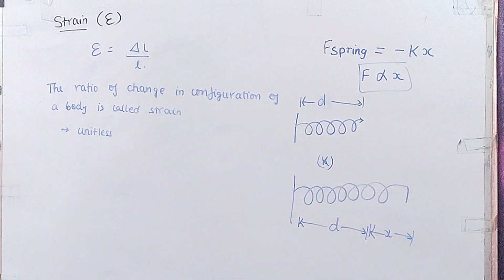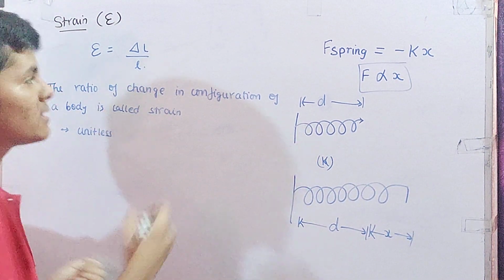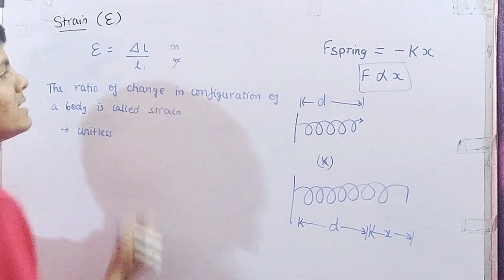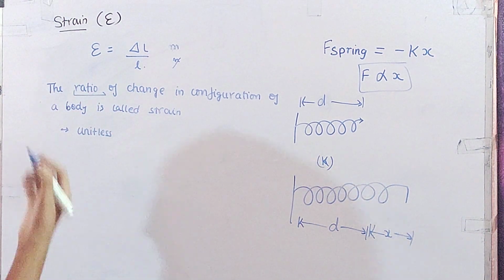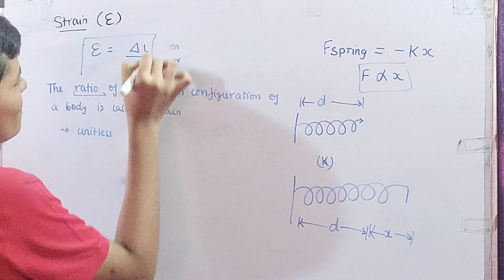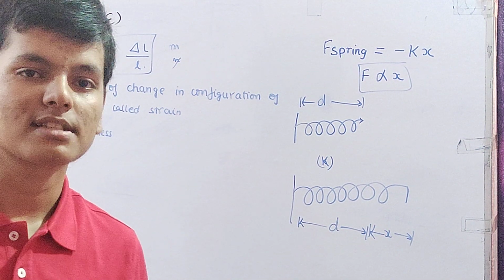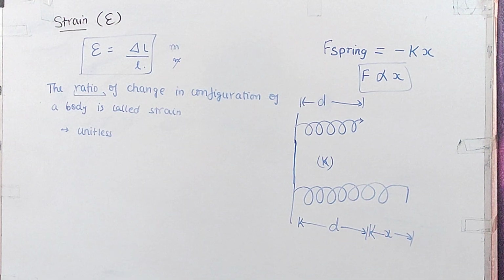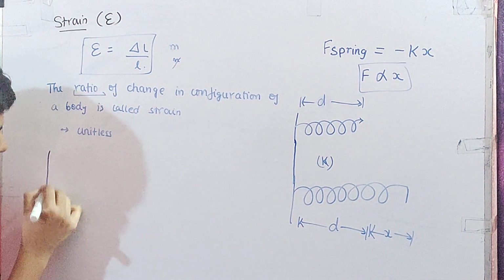Why is it unitless? Because this is a change. When you talk about the change in length, that is considered in meter. When you talk about length, it is also considered in meter. Meter gets cancelled. We see that this is a ratio, and a ratio is always unitless. This is the formula for strain. Now let us understand the meaning of strain with the application. Coming to the application, let us again take the cylindrical object which we had.